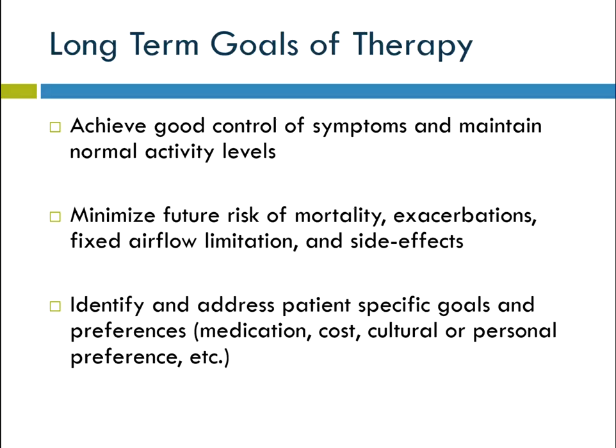Alright, so goal, achieve good control of the symptoms and maintain normal activity levels. That makes sense because that's 2 of the 4 questions. Minimize future risks of mortality, exacerbations, fixed airflow limitations, and side effects. Some of that is your objective, your risk factors, your PFTs. And then identify and address patient-specific goals and preferences. So in your assessment, you're not going to say the goal of treatment is to identify goals. Identify the patient's goals and put that as the goal. The goal of treatment is to maximize the patient's ability to play with their range. Okay?